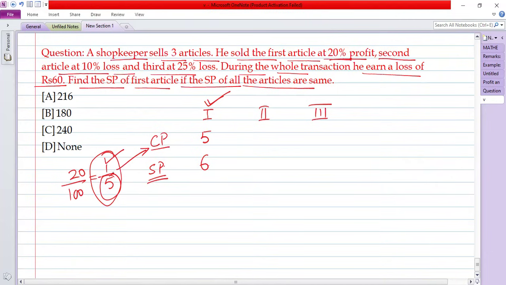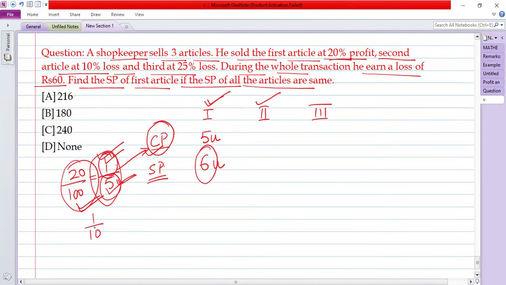So this is important here, what is the meaning of this ratio 1 by 5 or 20 by 100 for the profit. It means that if the cost price is 5 units, then the selling price will be 6 units. 5 plus 1, 6, means this 1 is the profit for 5 units. And for the second article, it is 10% loss. So it is 10%, it is 1 by 10. Means if the cost price is 10 units, what will be the selling price? Selling price should be 9 units.